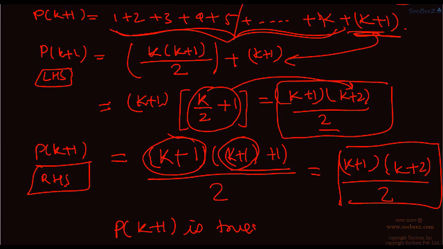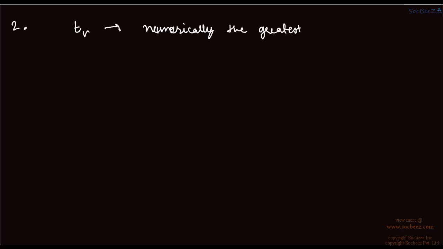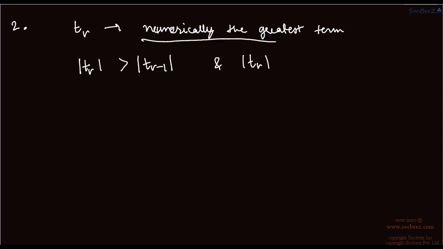Now, the second important point about mathematical induction is that if we are given TR, that is the numerically greatest term, then mod of TR will be greater than mod of TR minus 1, of course. This TR is a term, the rth term, and it is numerically the greatest term.